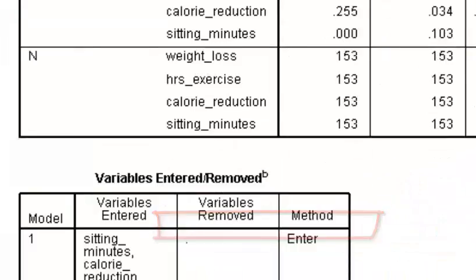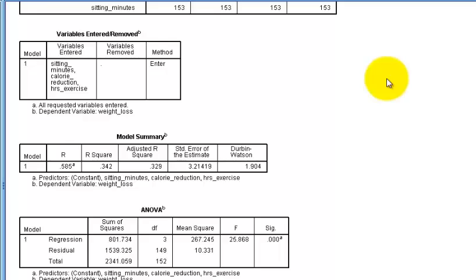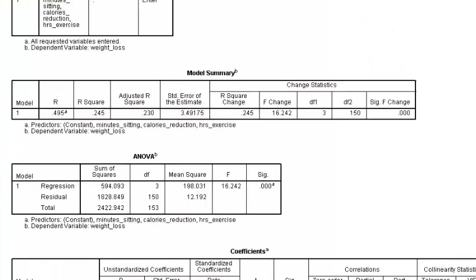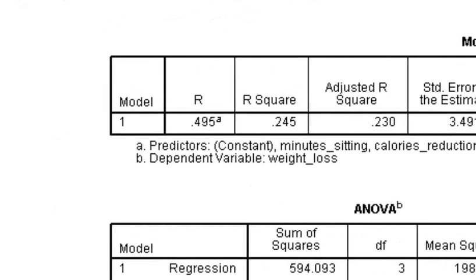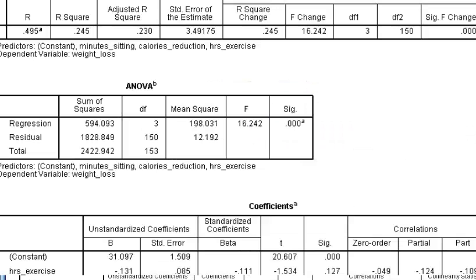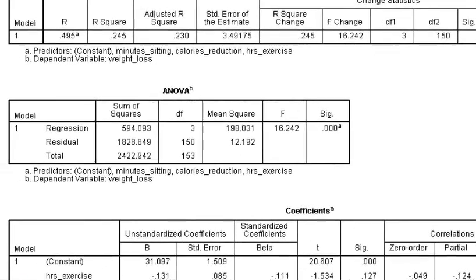So now we're going to look at the R-squared. That's very important. According to the output, the R-squared is 0.245, and that tells us with this model about 24.5% of the variance of the DV can be explained. The ANOVA is significant, so that means that this is a significant regression model.